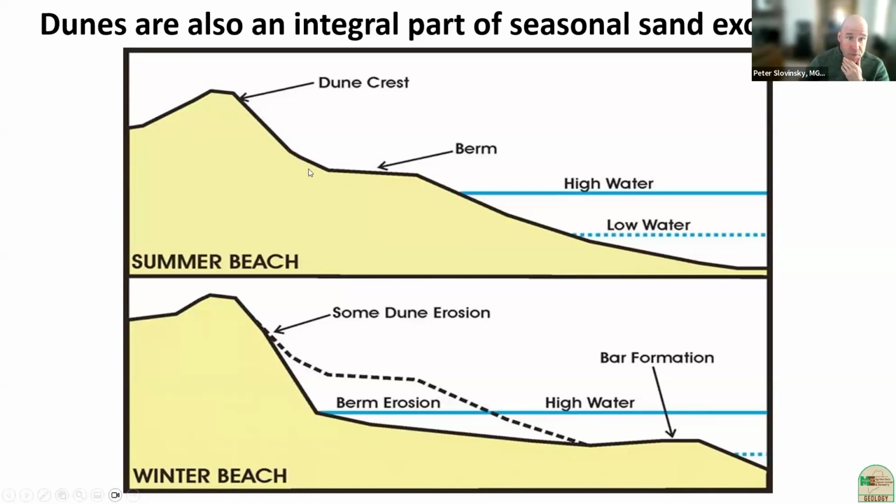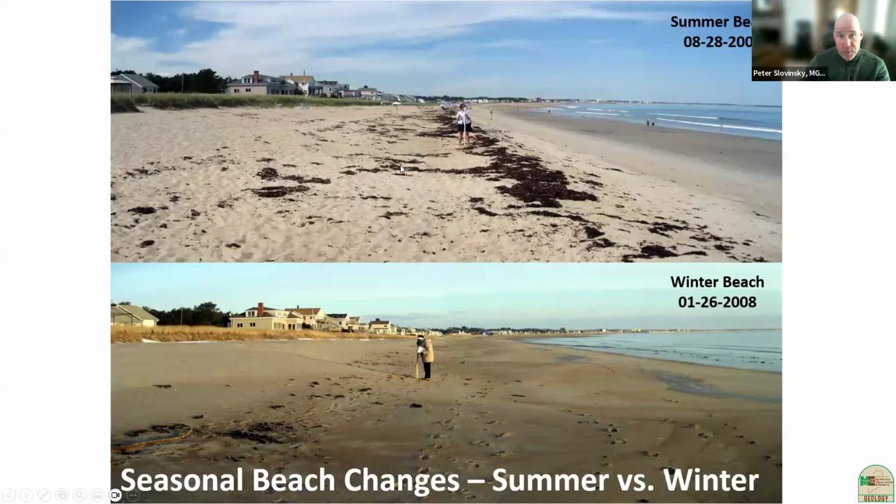So in a summer beach, you've got, again, this convex beach shape where you've got a rich sandy berm where we put our blankets and play ball and stuff like that. The beach then goes out into the intertidal zone. During that winter beach, that berm is eroded, and then that sand is moved offshore. That sand also can be eroded from the dune and also moved offshore. So there's this constant transfer of sand. Think of it like a checking account and a savings account, and you're constantly transferring money between the two. So this is what that actually looks like.